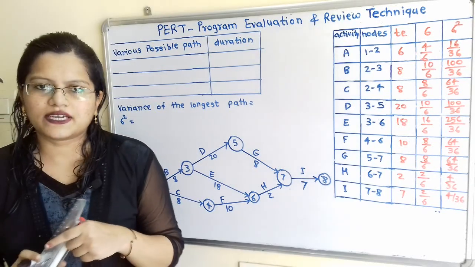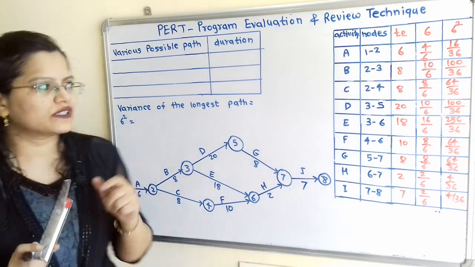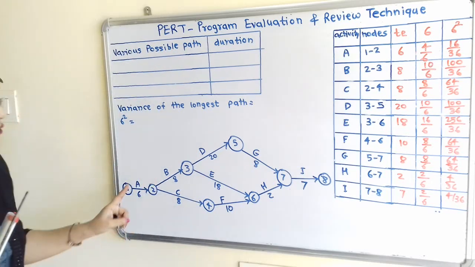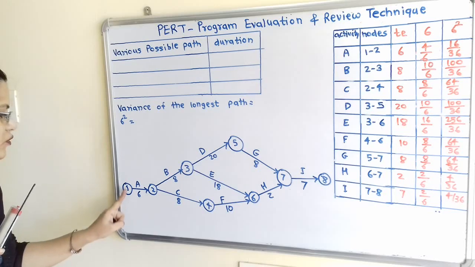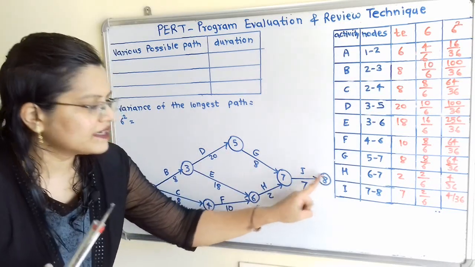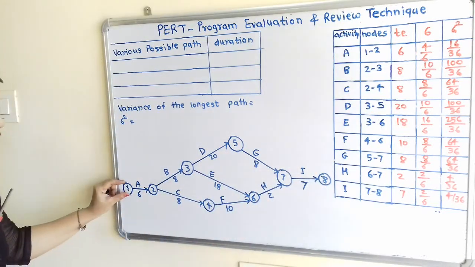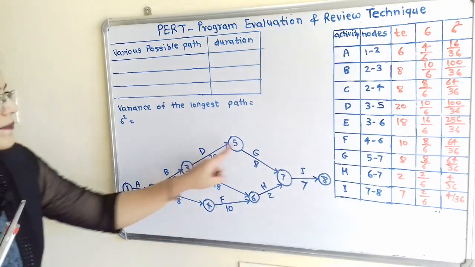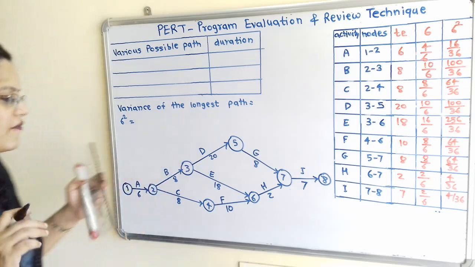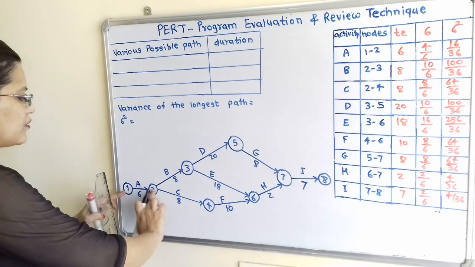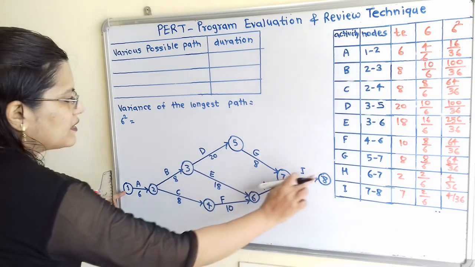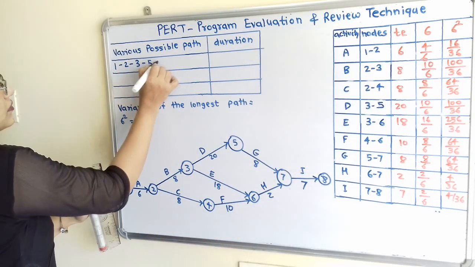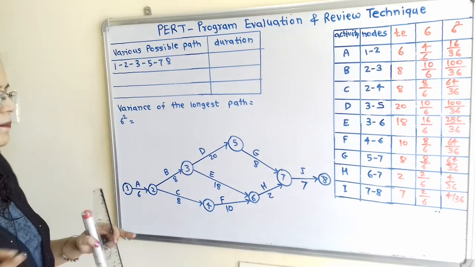Now what is the next step? The next step is to find out the various possible paths. That means we have to find out the paths starting from node 1 and ending at node 8, because node 1 is the start node, and this is the end node. So how many paths are there? We will find out. Here is 1, 2, 3, 5, 7, 8. So this is one path.